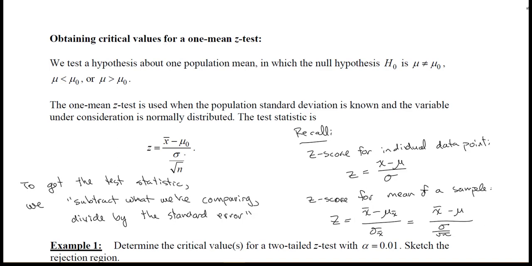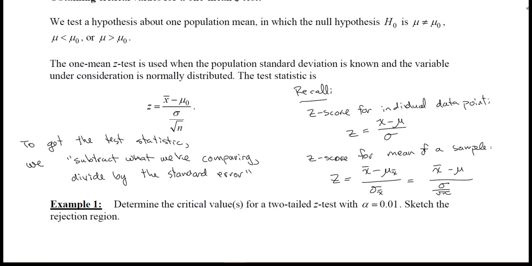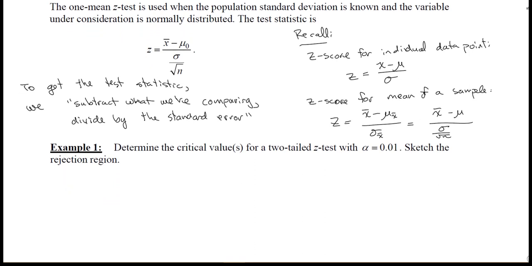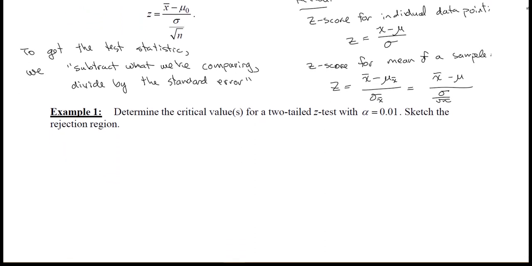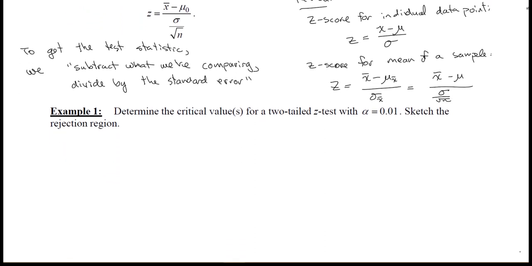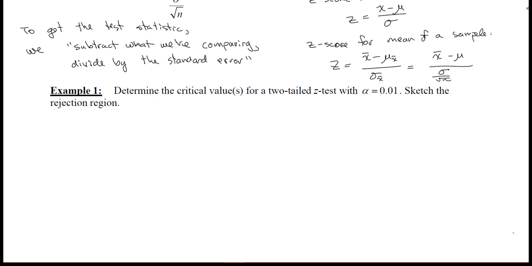So once we calculate the test statistic for a particular sample, we need to compare it to the critical value. So let's make sure we know how to get the critical value. Okay, so let's find the critical value for a two-tailed z-test with an alpha of 0.01. Okay, so the first thing I'm going to do is draw my picture.